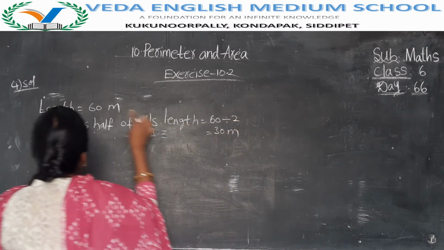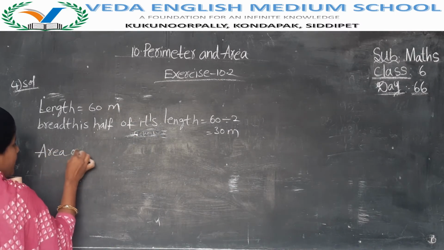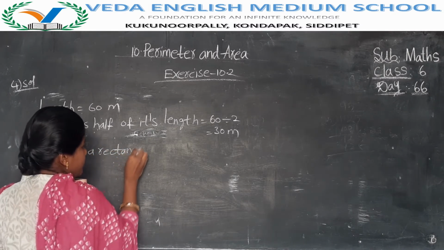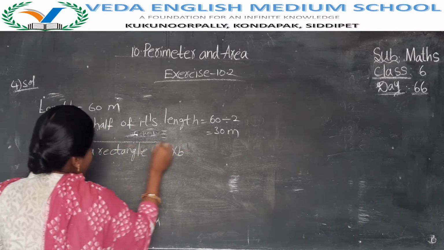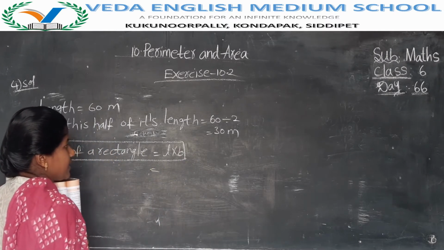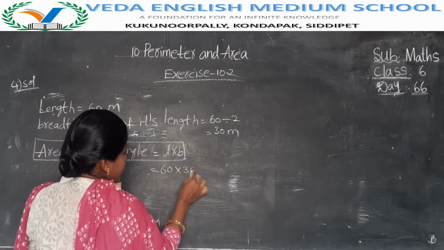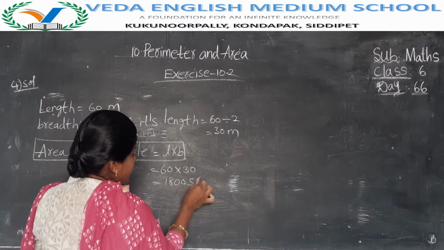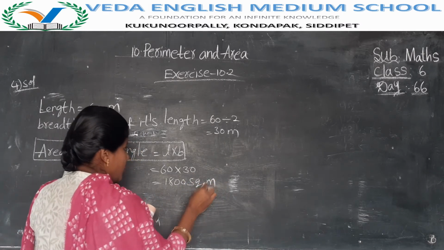Now we know the length and breadth, so we'll find the area. Area of a rectangle formula: area of a rectangle is equal to length into breadth. For the formula, you have to draw the box. Length is 60, breadth is 30. 6 threes are 18, 2 zeros as it is. 1800 square meters. Okay, fourth solution has completed.